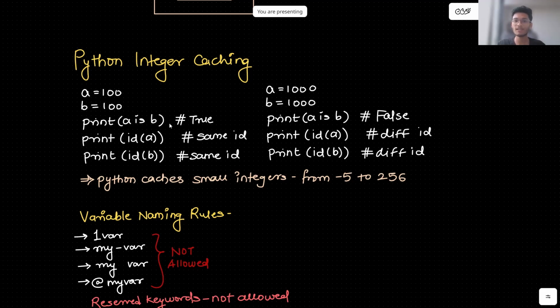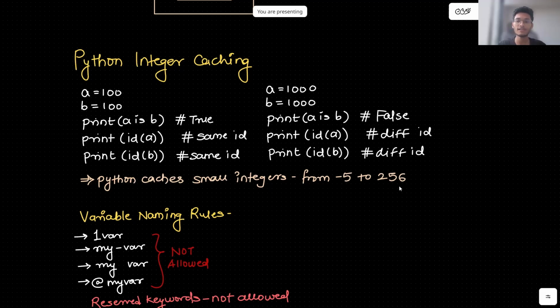So basically, if I execute this command, a equal to 100, b equal to 100, and I print a is b, it will give me True. Print id of a, it will give the same id for id of a and id of b. But if my value is not in the range of -5 to 256, let's say it is 1000, now if I print a is b, it will give me False and the ID will be different. So Python caches small integers ranging from -5 to 256. This is basically used for memory optimization.